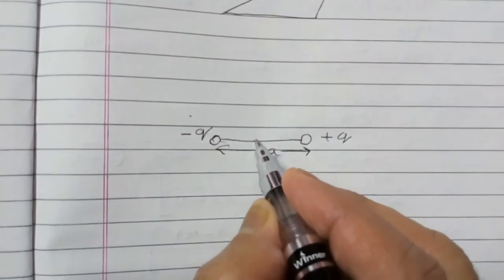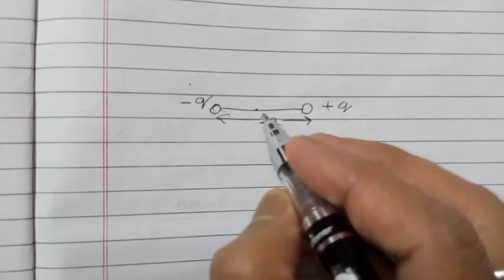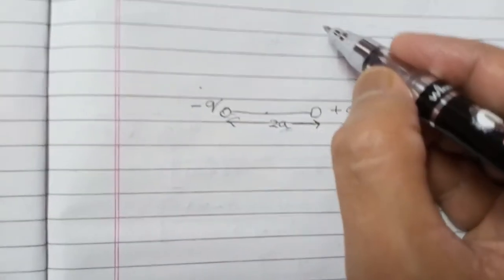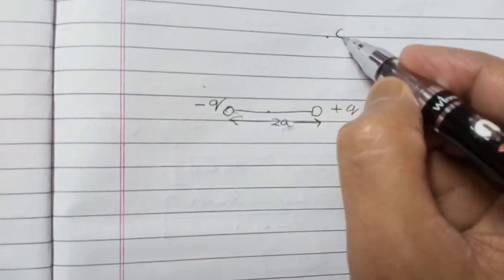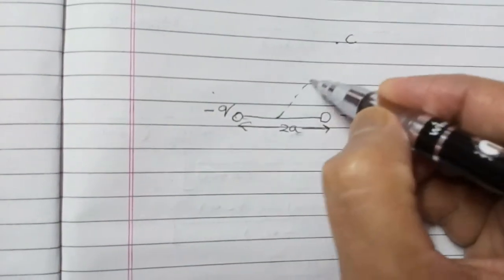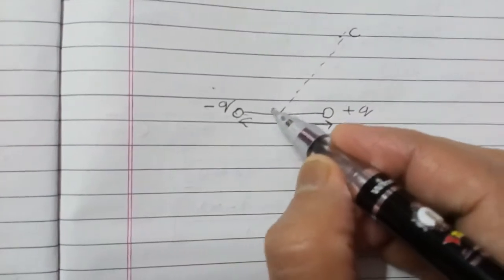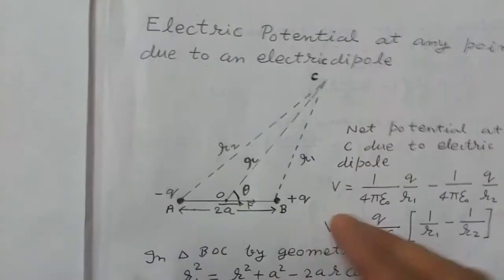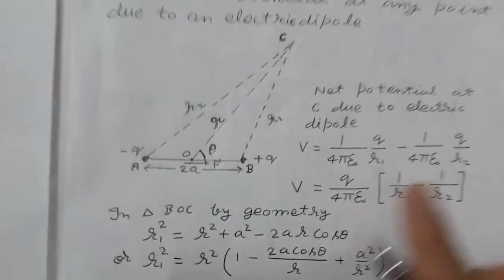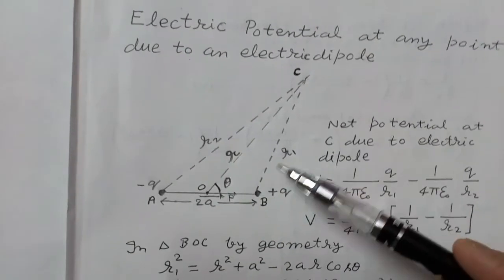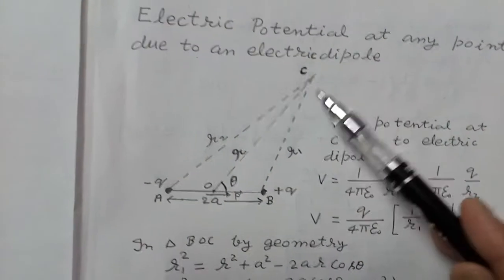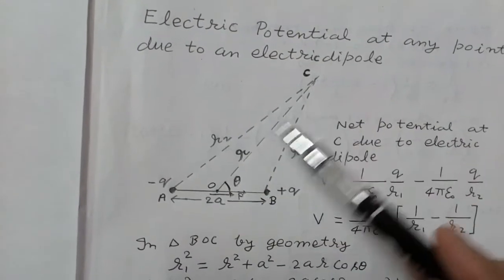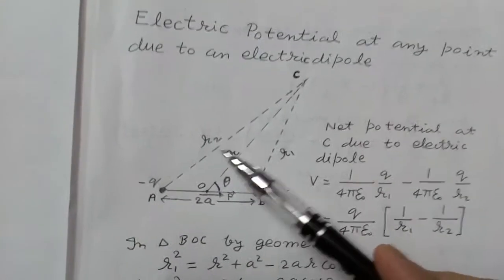And O is its midpoint, and suppose we have to find out electric potential at this point C. Okay, so join this O to C. This is O. Here is the complete diagram. Distance of this point C from O is R. Distance of C from plus q charge, BC, is equal to R1, and distance of C from minus q charge, AC, is equal to R2.